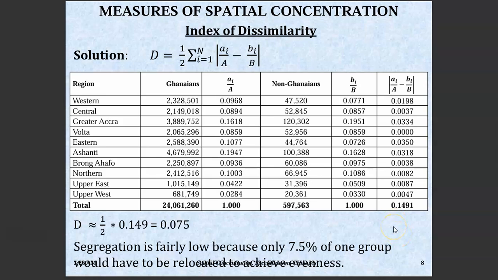to end up with your index of dissimilarity. So if you go through each of the calculations, you arrive at this answer. We multiply that by half, or we divide by 2, and we arrive at 0.075. Converting that to percentages, we would have 7.5%. So it means that 7.5% of one of these groups, be it Ghanaians or non-Ghanaians, should be relocated in order to achieve evenness in the whole of Ghana. So that's how to solve this question and how to interpret it.